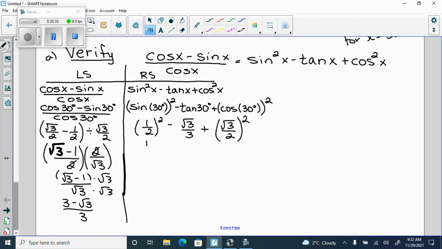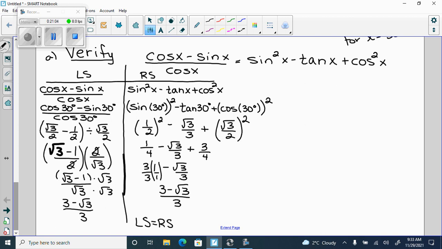And then we're going to get 1/4 minus root 3 over 3 plus, square the square root, 3 over 4. And 1/4 plus 3 over 4 is what? 1. Minus root 3 over 3. Make this be a 3 over 3. So it's going to be 3 minus root 3 over 3. Happy dance. Left side equals right side. Don't forget that LS equals RS.